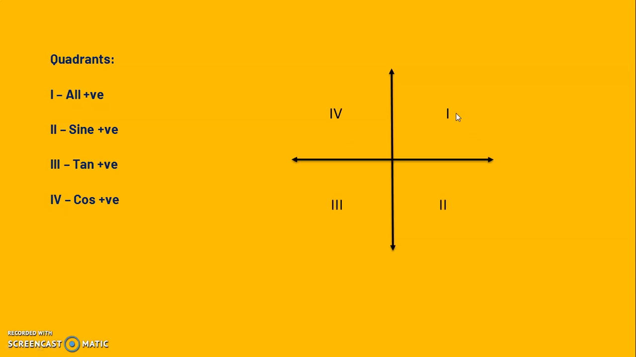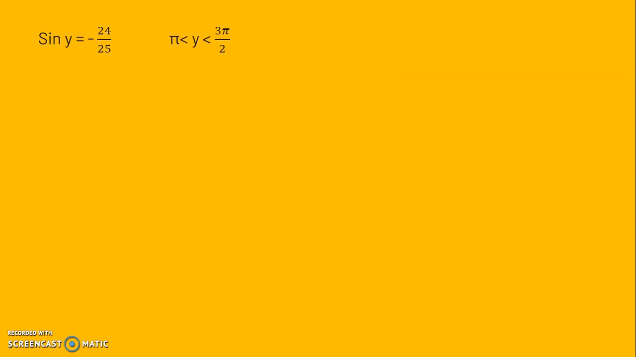Okay. So just remember "all silver teacups", that is all functions are positive in the first quadrant. Silver means sine is positive, T means tan is positive, cups means cos is positive. Okay. So in the third quadrant what are all positive? Tan and cot are positive, so that sine and cos are negative. Cos is negative there. Okay. So let's move on to the next one.